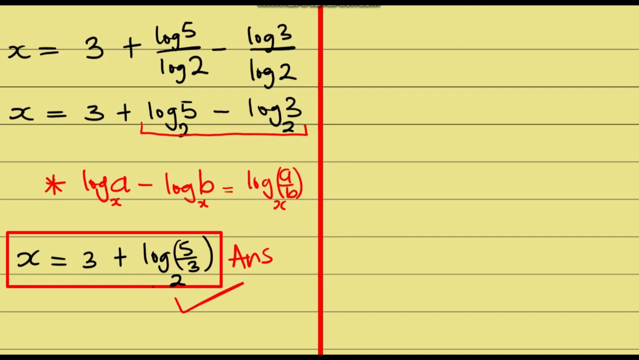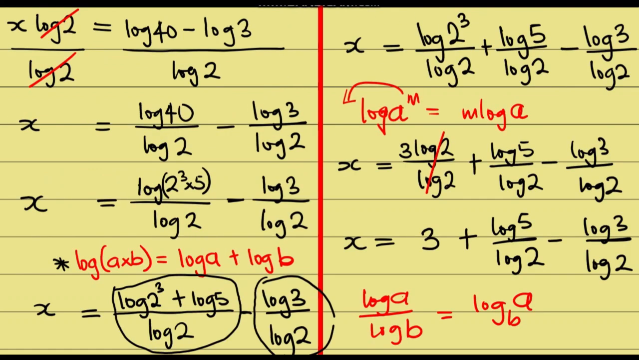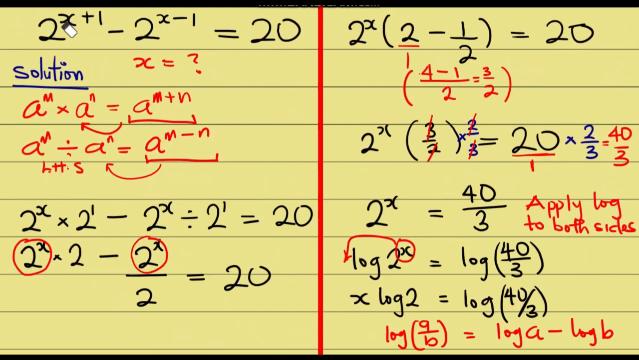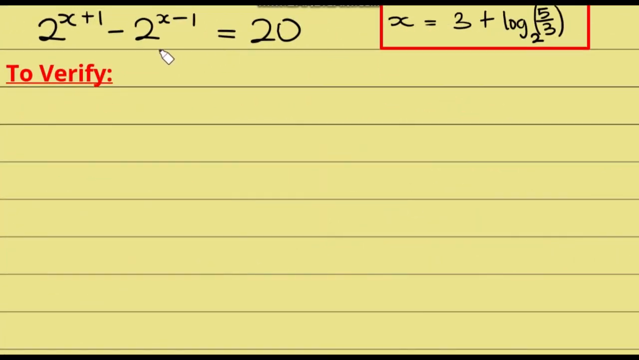Remember the question that we started from, which is 2 raised to the power of x plus 1 plus 2 raised to the power of x minus 1 equals 20. For the value of x that we've got, we're going to check if the value of x is actually correct. To verify this, we're going to insert this value of x, that is 3 plus log of 5 over 3 to base 2, into the position of x, and see if the left hand side is going to be equal to the right hand side.